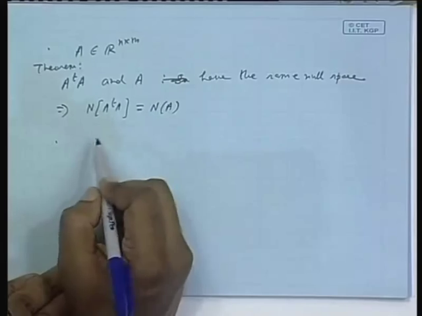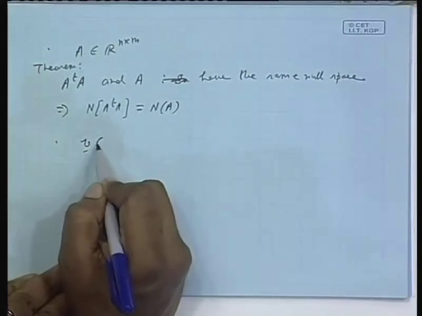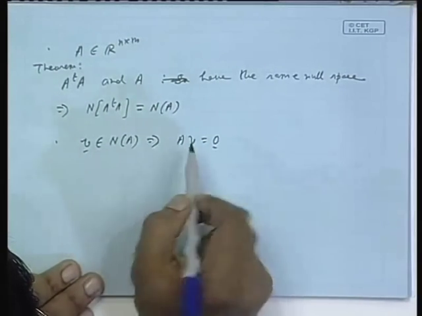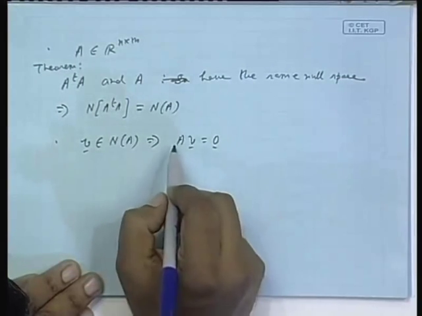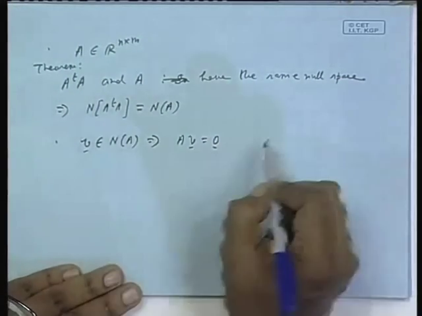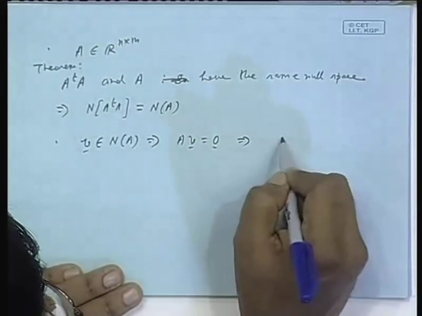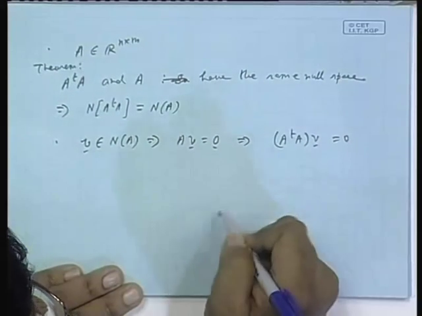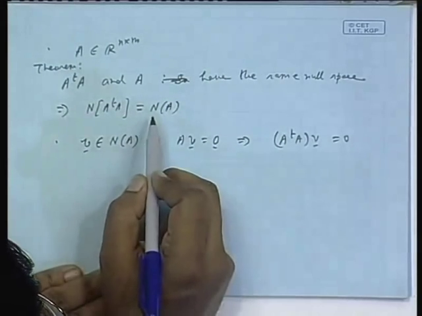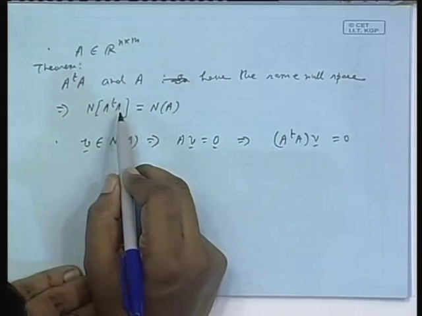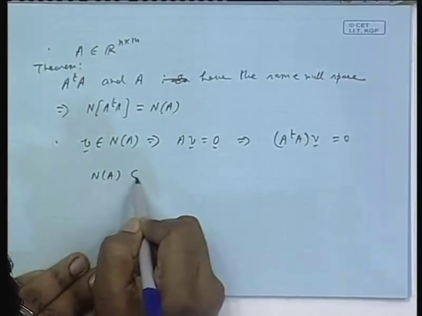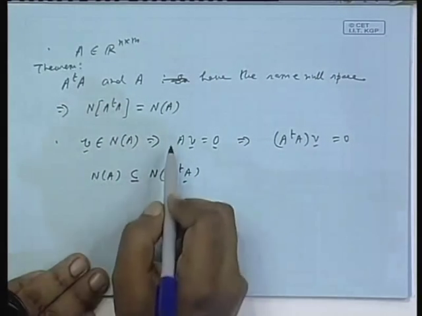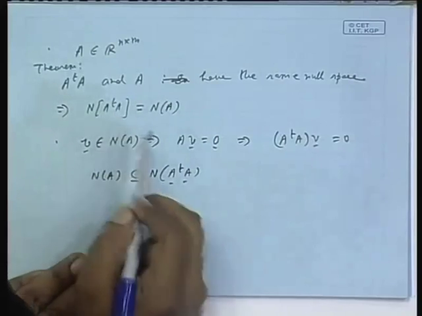Suppose you take a vector V from the null space of A. That means AV equals 0. V is of length m, 0 is a length n vector, because A is n cross m. But this implies A transpose A working on V is also 0, because AV is 0. That means if V belongs to N(A), then V belongs to N(A transpose A). This is very trivial: N(A) is contained in N(A transpose A), because any vector in N(A) gives 0 under A, and then A transpose A working on it also gives 0.